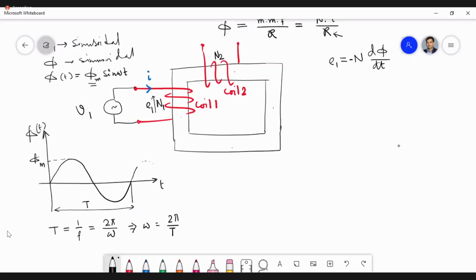For an example, suppose omega is 314 radian per second. Can you tell me what will be the value of T?